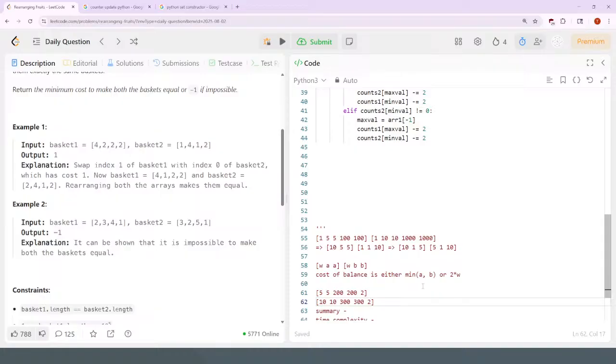Then I would look at the 5. The min value is going to be 2 here. I look at the 5 and consider swapping the 5 and the 300. So the lowest of one array versus the highest of the other array that's unbalanced. Consider swapping them, or consider using 2 times the ferry cost to balance those.